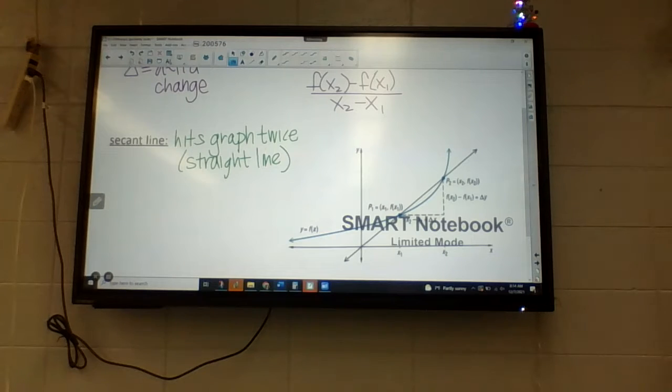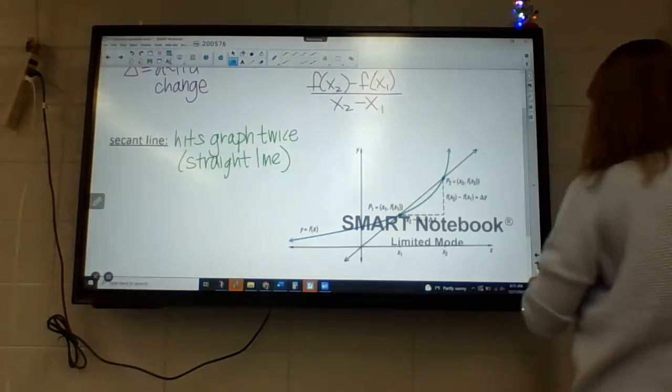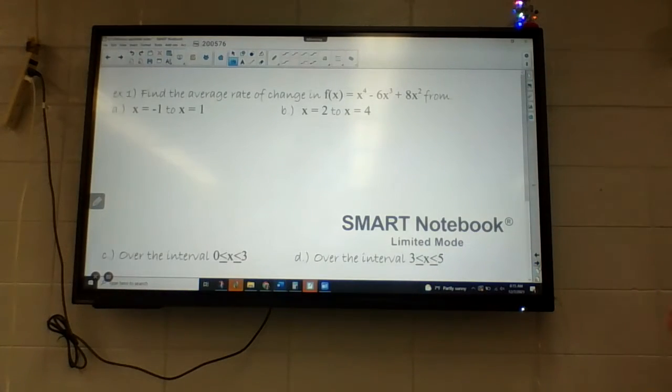So just kind of showing you guys how this looks. And again, this today hopefully should not be too difficult. There are a few little notation things that you're getting used to, or we'll get used to those. So finding the average rate of change in our f of x here, our equation. The first one says from -1 to 1, and then it asks from 2 to 4. So we'll start with -1 to 1.